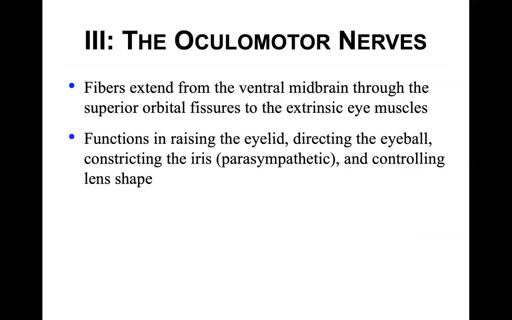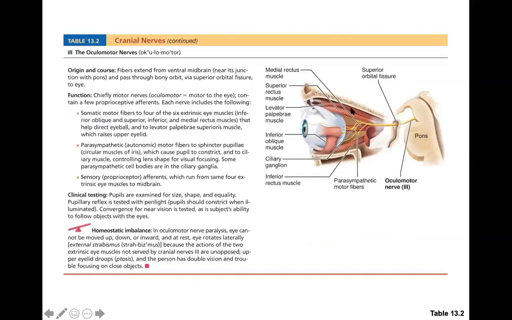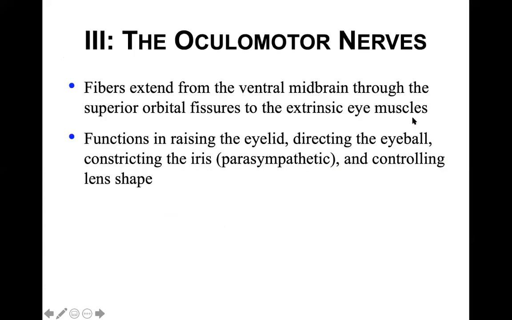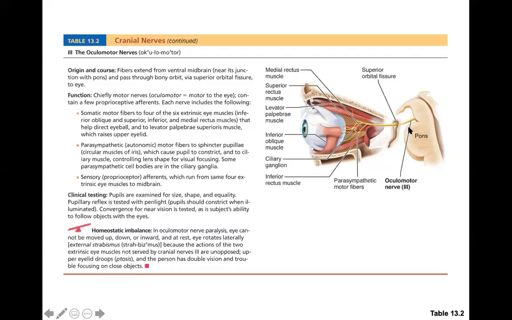The oculomotor nerve, fibers extend from the ventral midbrain through the superior orbital fissures to the extrinsic eye muscles. This will function in raising the eyelid, directing the eyeball, constricting the iris, and controlling the lens shape. And here you can see it's attached right here, and you can see it's going to travel, and it will attach right there at the midbrain.